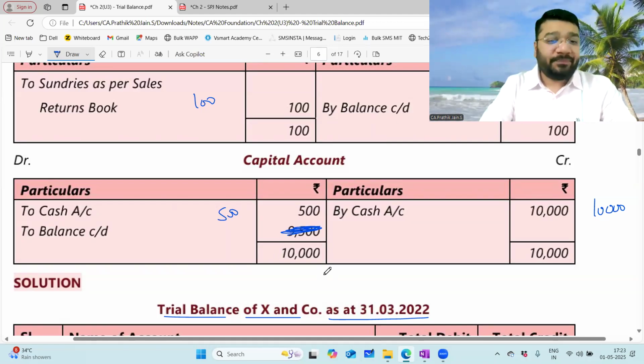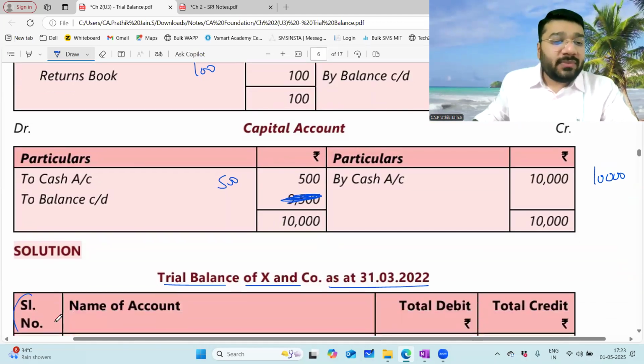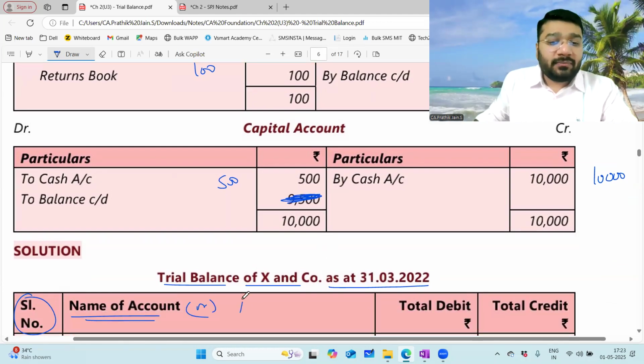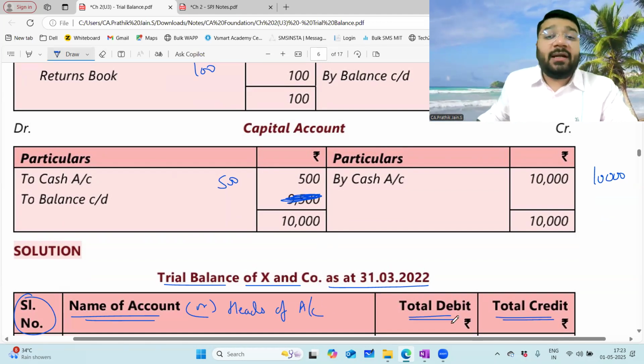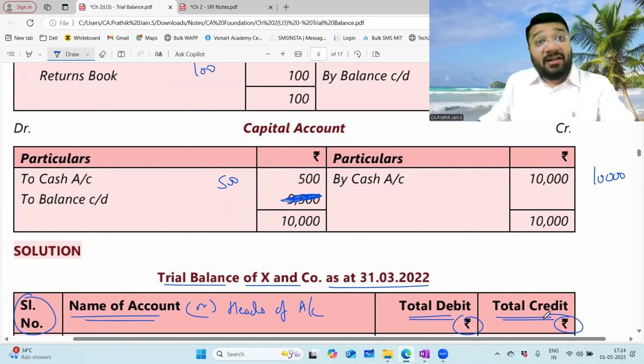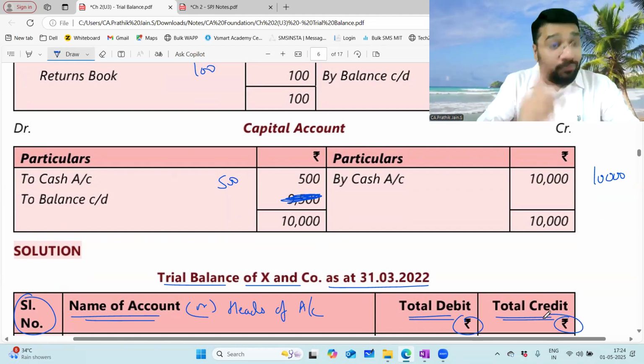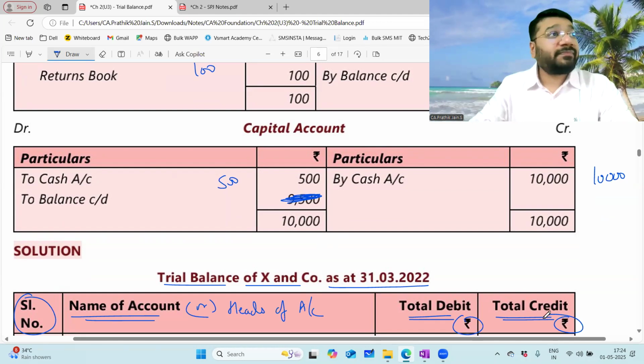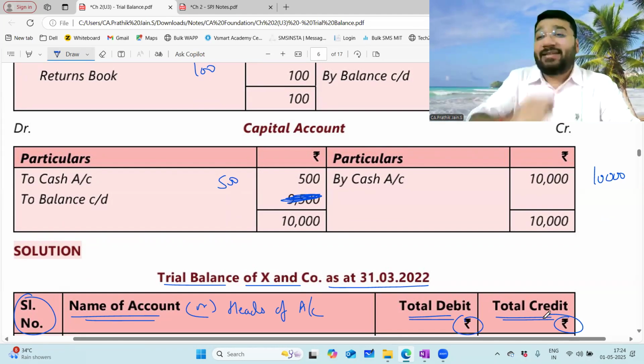Trial balance written. Now, first column serial number, then name of account or heads of accounts. Total debit, total credit. If you don't write rupees, I will deduct marks. I'm telling you, in the test, rupees is very important. My team will deduct.